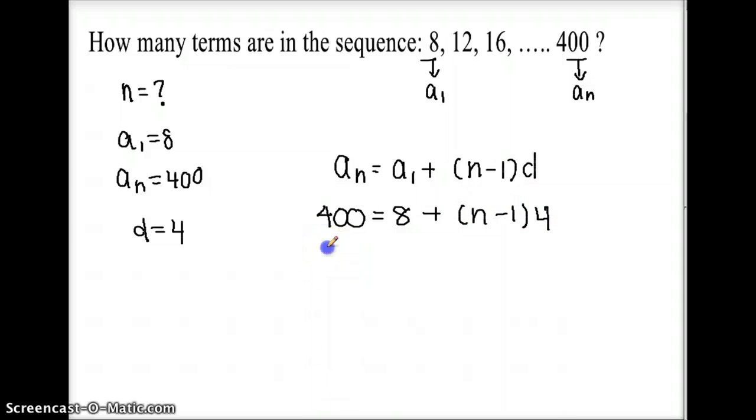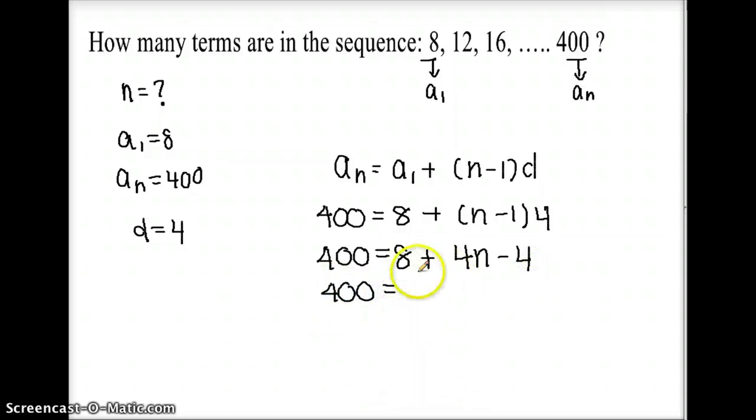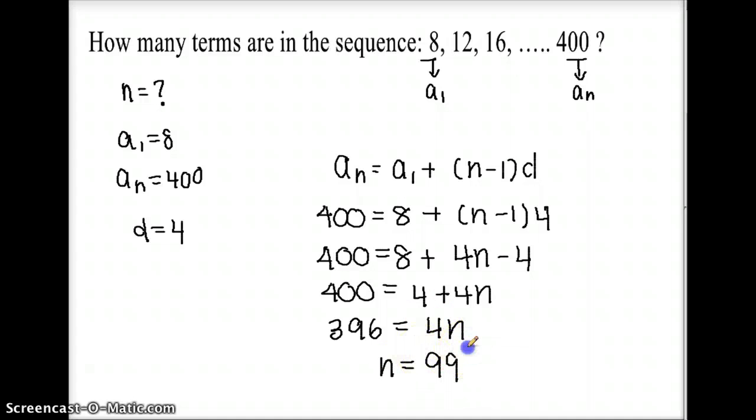So then I'm just going to simplify this, and we have 400 equals 8 plus 4n minus 4. 400 equals, and 8 minus 4 is 4, so 4 plus 4n. And I'm going to subtract 4, so we have 396 equals 4n, and n is going to be 99. So that means there are 99 terms in the sequence.